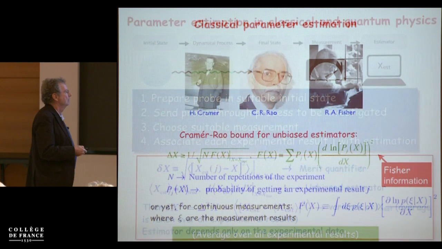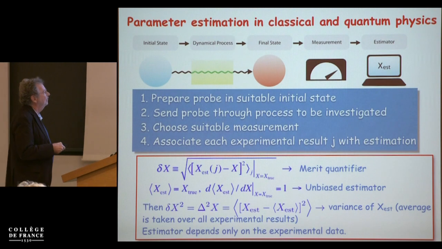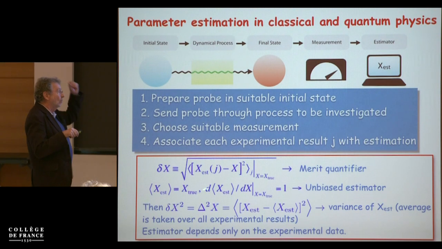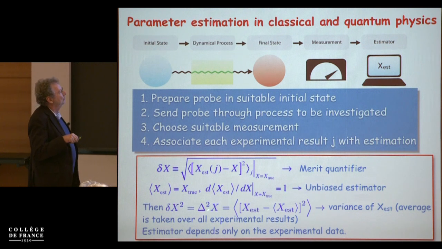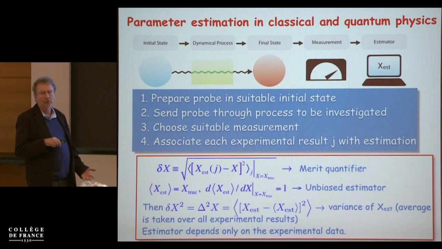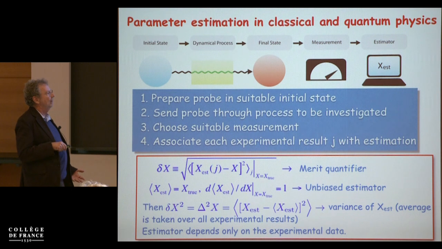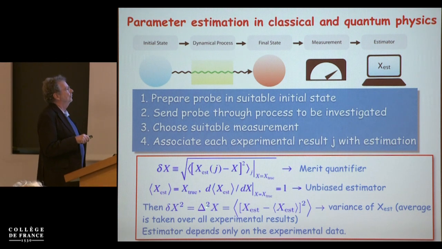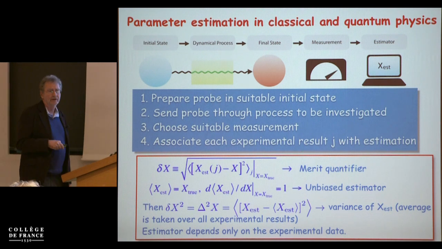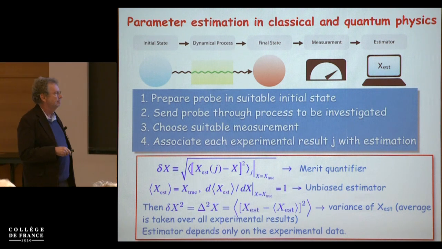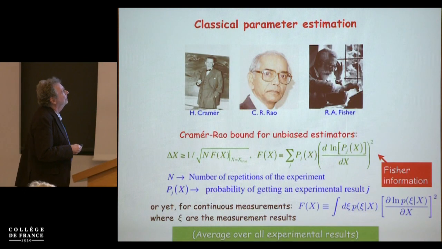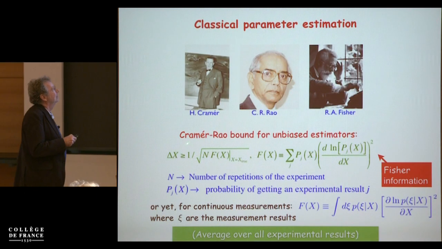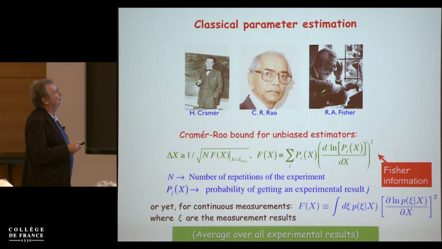Okay? Now, an important thing is that, of course, because of these conditions, this expression here becomes the variance of the estimator with respect to its average. Okay? It's no longer the distance with respect to the true value. It is that 2, but we can replace it just by the variance of the estimator. Also, of course, the estimator depends on the experimental data, as this diagram makes clear. So, a long time ago, actually, Cramér and Rao had some ideas about that, Fisher too.